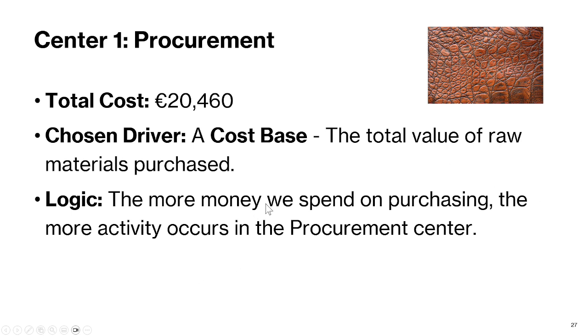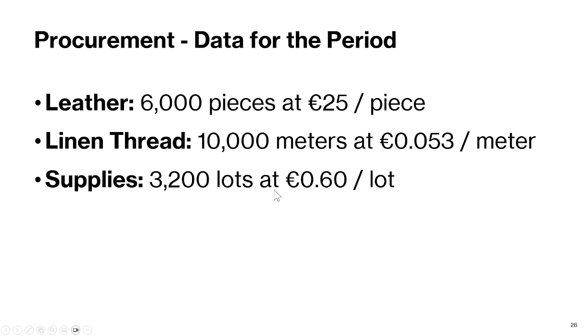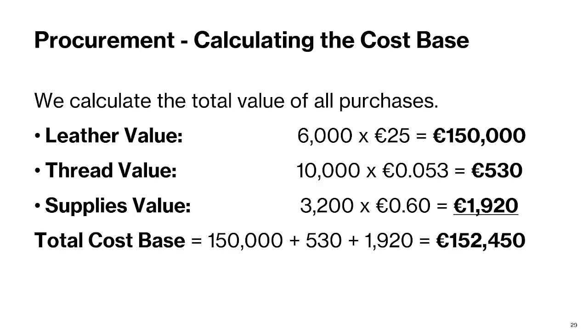Let's calculate the rate for each center. First, procurement, with a total cost of 20,460. The best driver here is the total value of raw material purchased, right? I think that is the logic, because the more money we spend on purchasing, the more activity occurs in the procurement center. So we have the total value of lasers, 6,000 pieces multiplied by 25,000, and the total value of the other material, quantity multiplied by the supply value. Finally, we have a total cost base of 1,152,450 euro.